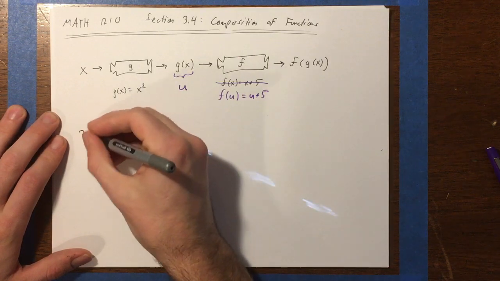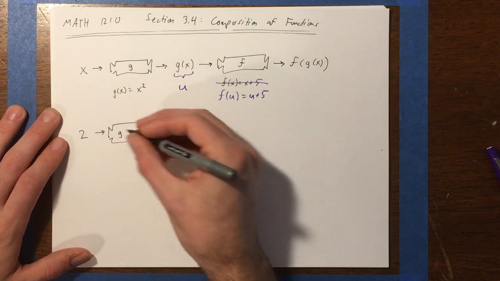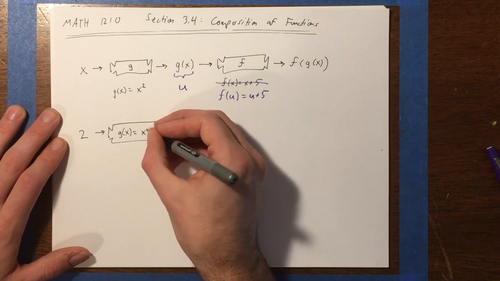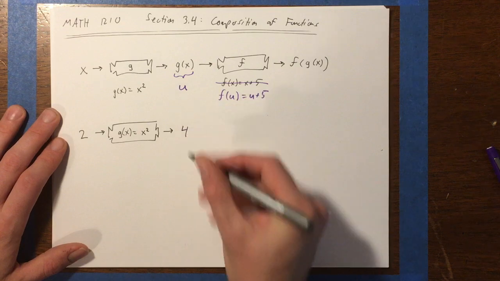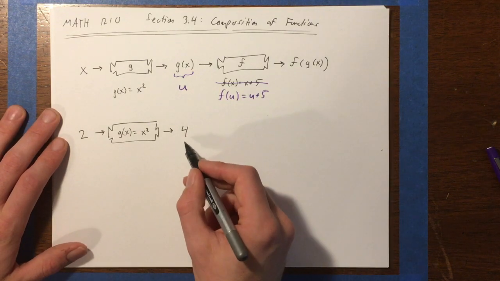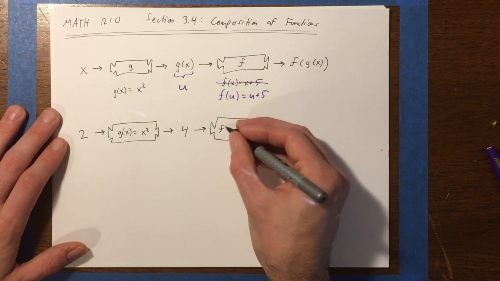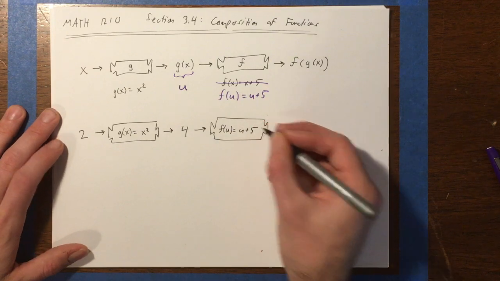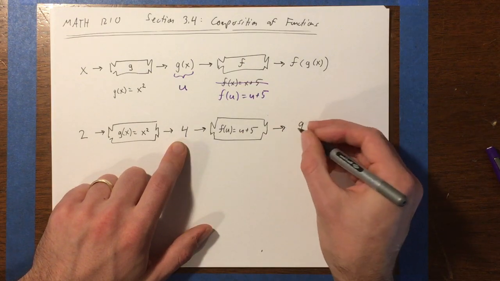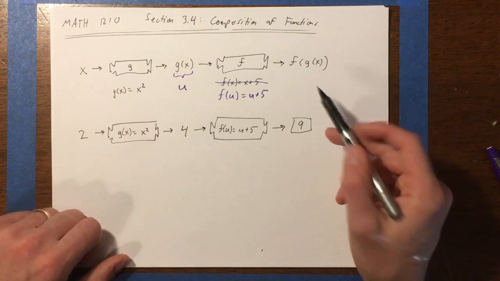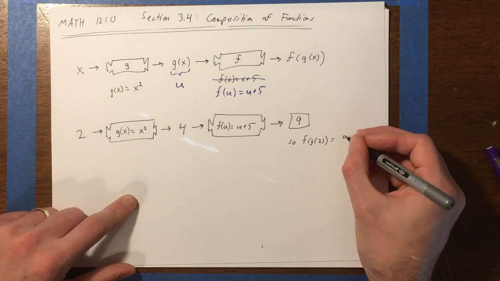Let's do this with a specific value. Let's take 2. 2 is going to go into the g function, and I'm going to write g of x equals x squared right here. So when 2 goes into the g function, what comes out should be 2 squared, right? So this is going to be 4. So 4, we're now going to consider to be the value of u, and that is going to go into our f function. And f of u is u plus 5. So if 4 is our u value going into this, then it's going to be 4 plus 5, so 9 comes out the other side. And we can say that f of g of 2 was equal to 9, okay?